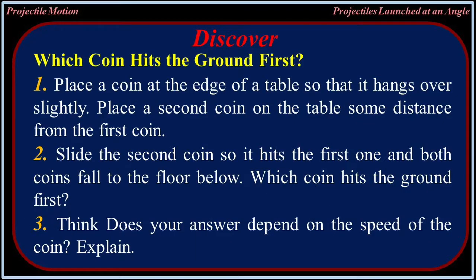Which coin hits the ground first? Place a coin on the edge of the table so that it hangs over slightly. Place a second coin on the table some distance from the first coin. Slide the second coin so it hits the first and both coins fall to the floor. Which coin hits the ground first? Think. Does your answer depend on the speed of the coin? Explain.